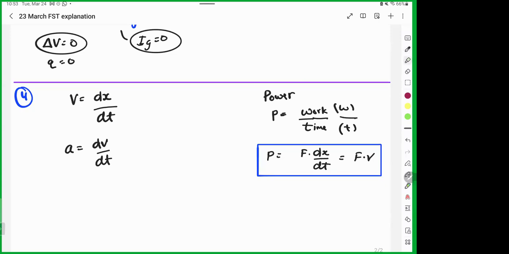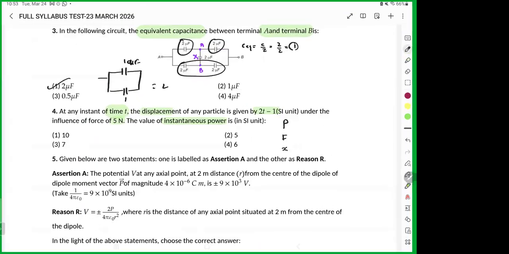So first, you need to do differentiation of x, you will get velocity, and then you can multiply velocity with force. X value is given, do differentiation, you get velocity, and multiply with force. Look at this, this is the x value. If you calculate velocity, what is the differentiation of 2t? 2. What is the differentiation of minus 1? 0. So your velocity will be 2. What will be power? Force value? 5.